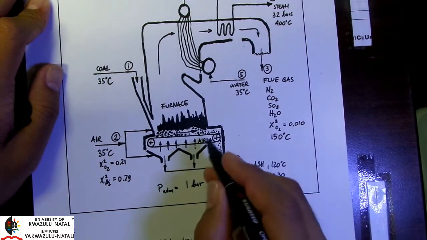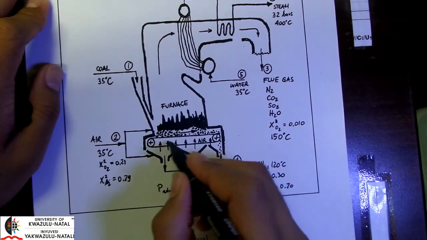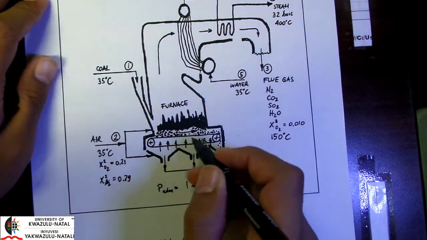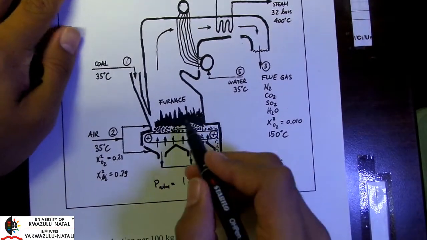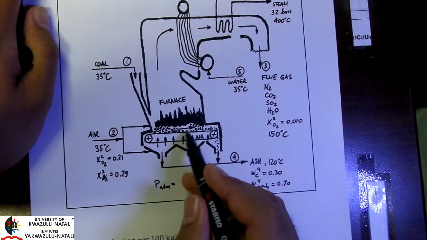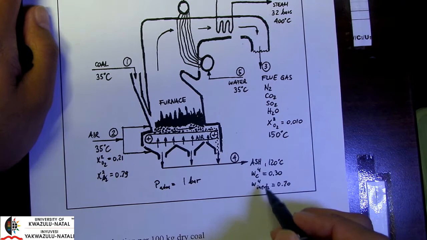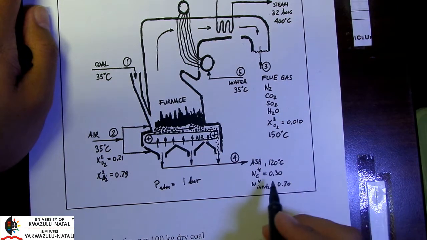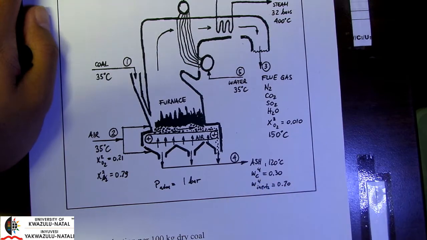We have ash coming out at the bottom. Okay, and as you can see, there's a conveyor belt system here to continuously remove the ash. And due to the fact that the combustion is not complete, we still have some elemental carbon coming out here together with the ash. Okay, so that's our ash content and our carbon in the ash.